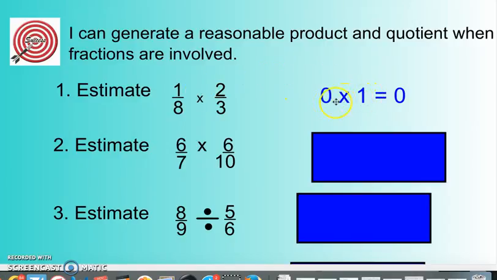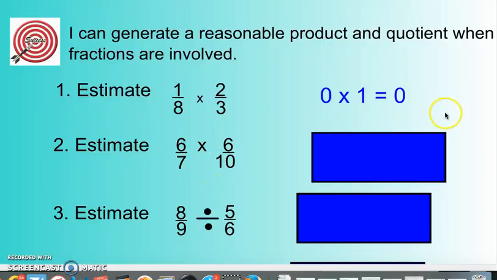So now I have 1/8 rounded to 0 and 2/3 rounded to 1. Well, 0 times 1 is 0. So 1/8 times 2/3 is approximately 0. And so that would be an estimate for this. How about 6/7 times 6/10?